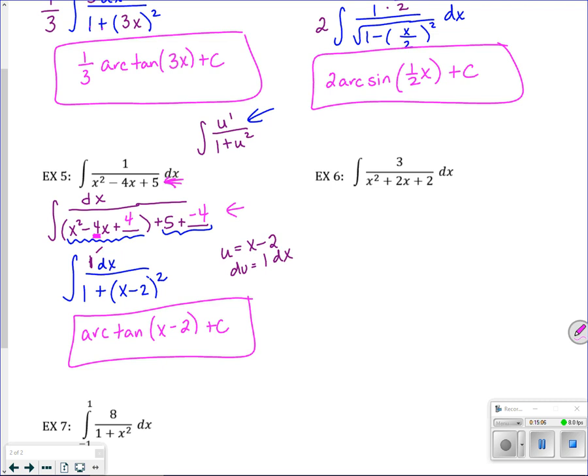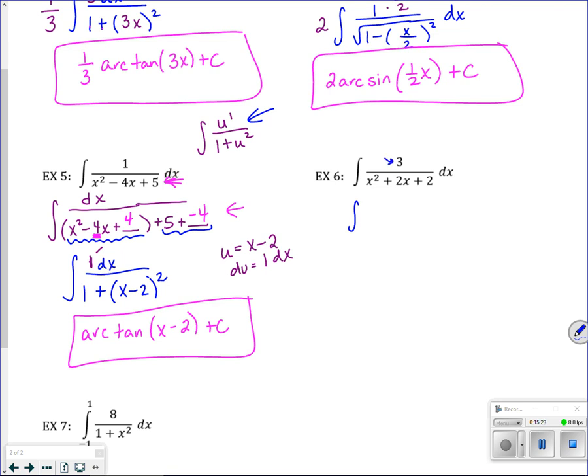Let's try number 6. Stop the video and you try it. Well, again, I've eliminated that it's going to be a log, and it's not going to be anything else, so I bet it's that arctangent one where I have to complete the square.